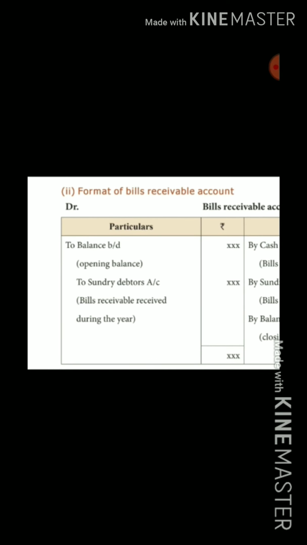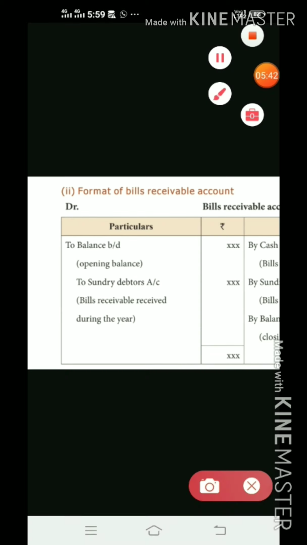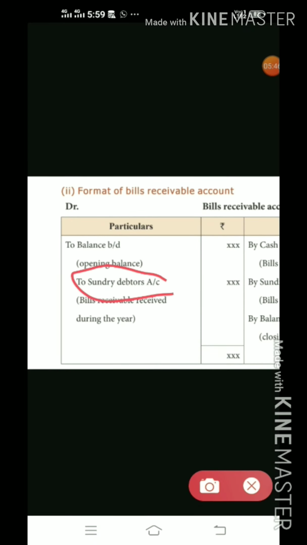That is meant by bills received during the year, to sundry debtors account. The next one, the format of the bills payable account. Debit side, to cash, cash is another way called bank account. That is bills payable paid, that is cash paid. Sundry creditors account, bills payable dishonoured. To balance carried down, this is the closing balance. And then credit side, by balance brought down, which means the opening balance.